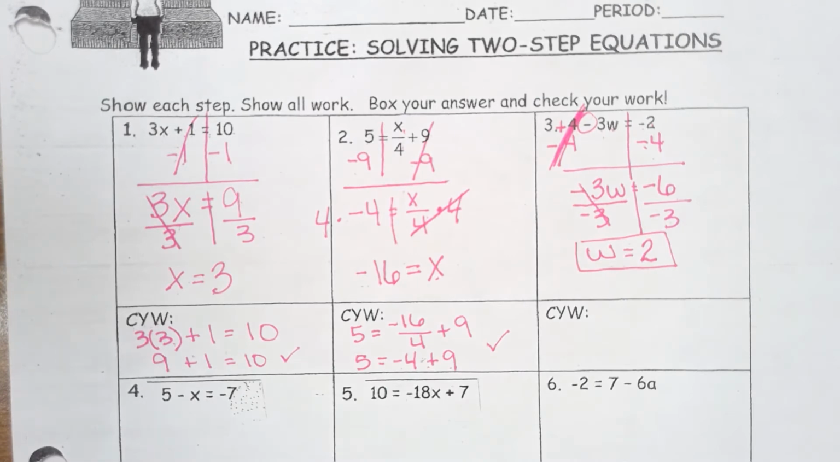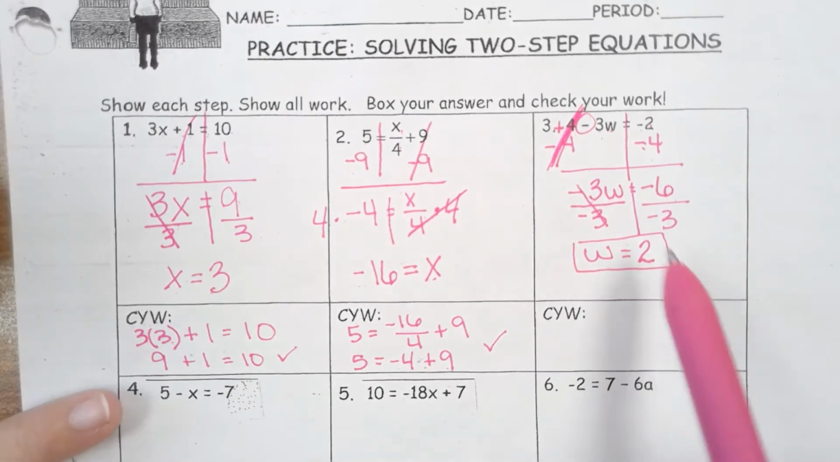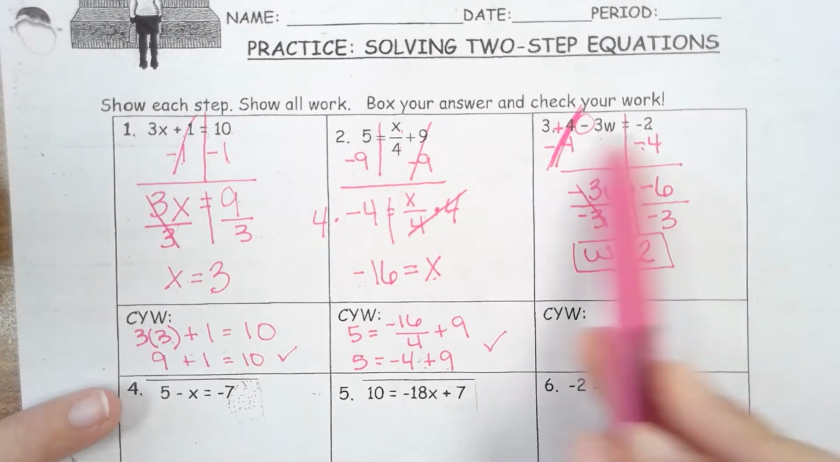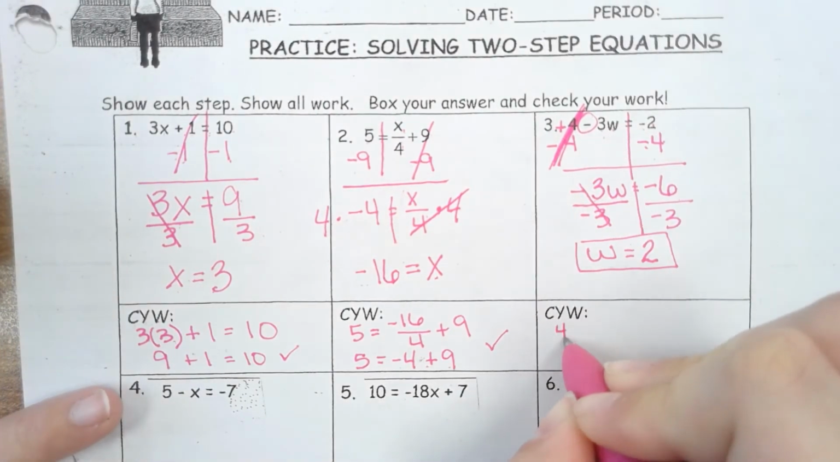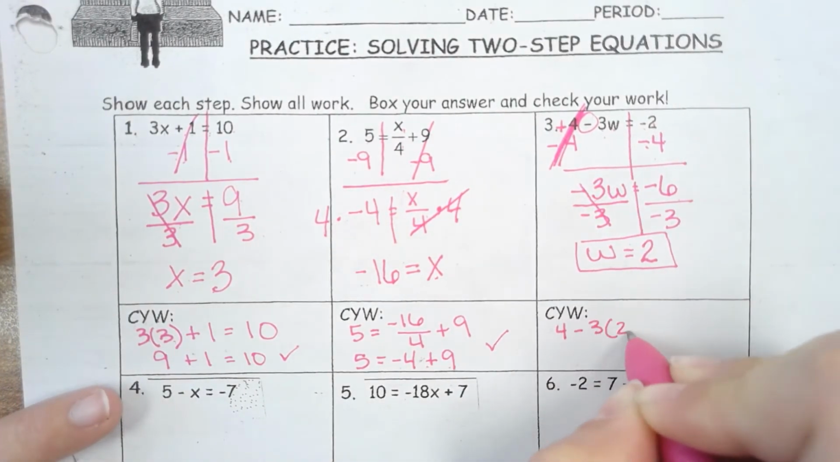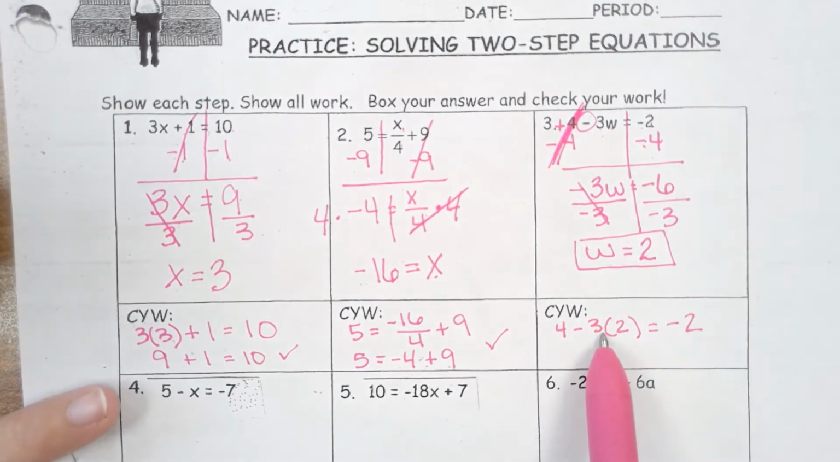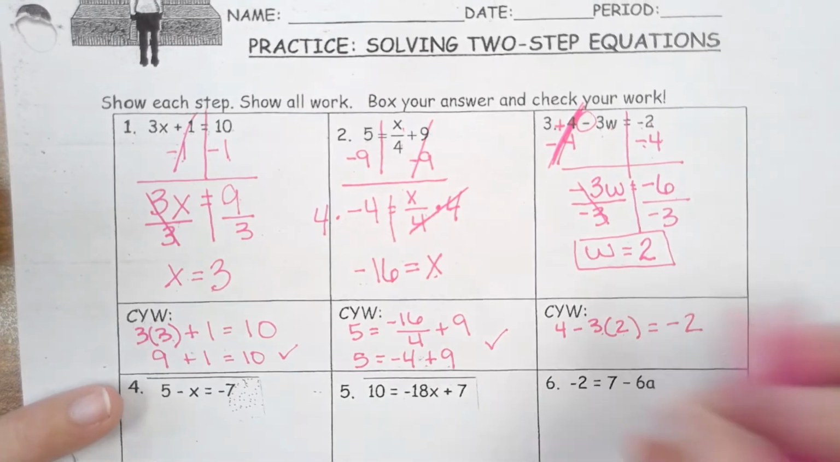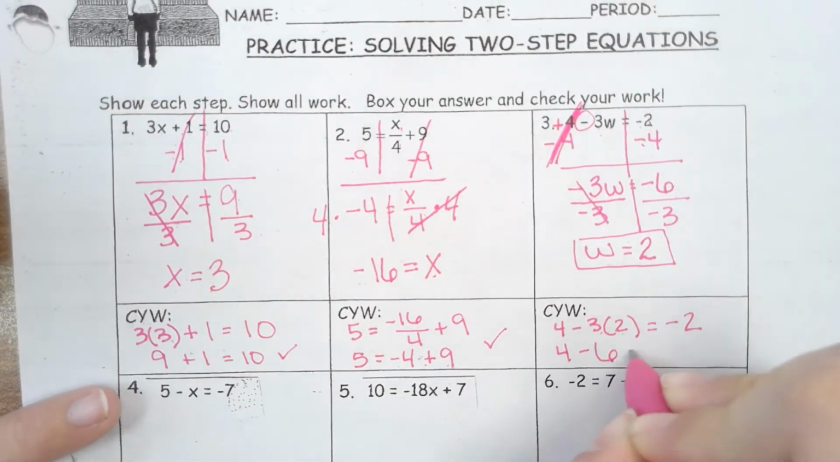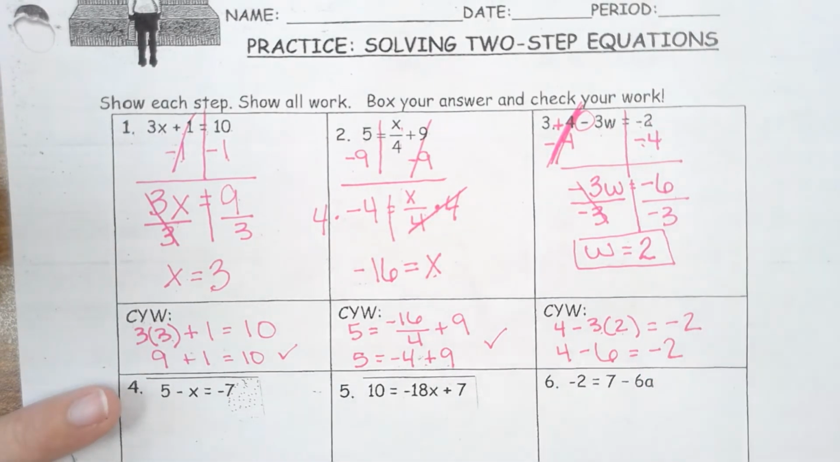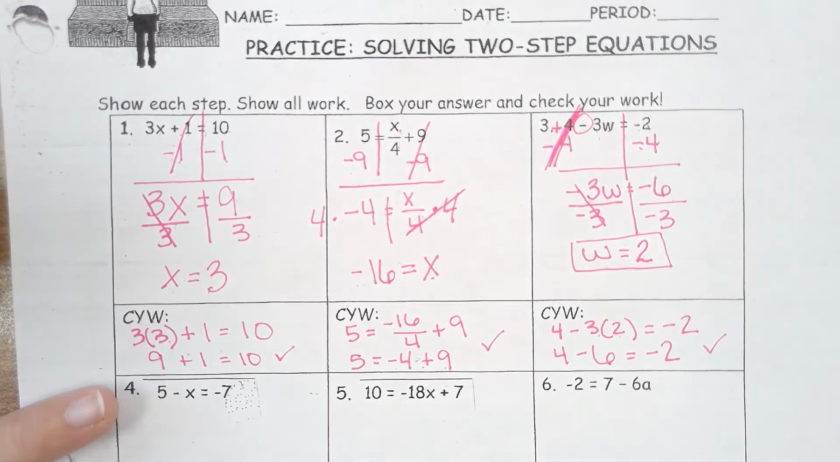All right, and then remember to check your work. So if I were to plug 2 back in for w and rewrite the problem, I get 4 minus 3 times 2 should equal negative 2. So if I take 3 times 2, that's 6. So then does 4 minus 6 give us negative 2? Yes, it does, so I know I did it correctly.